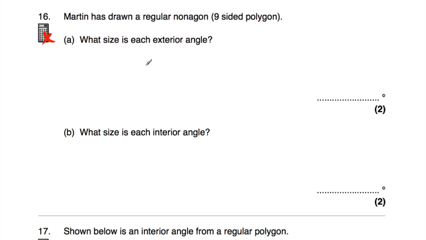So remember, the exterior angles always add up together to give us 360 degrees, and we just need to divide that by 9, and that will tell us the size of each exterior angle, because it's a regular nonagon, so each of those exterior angles are the same. So how many 9s go into 3? 0, remainder 3. How many 9s go into 36? That's 4. And how many 9s go into 0? That's 0. So that means that each exterior angle is 40 degrees.